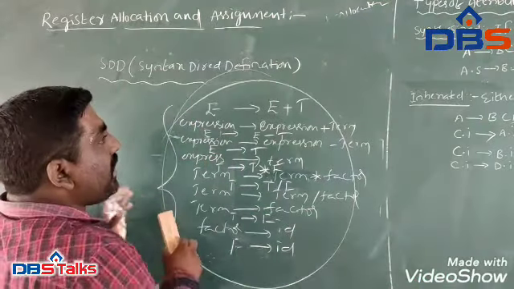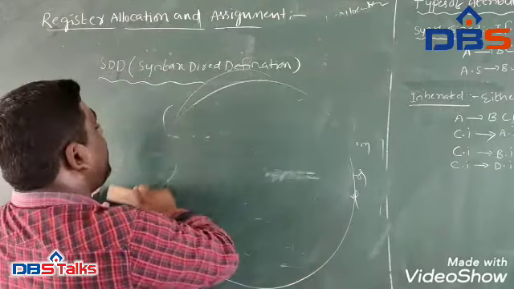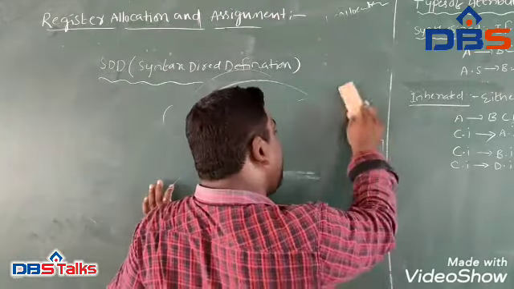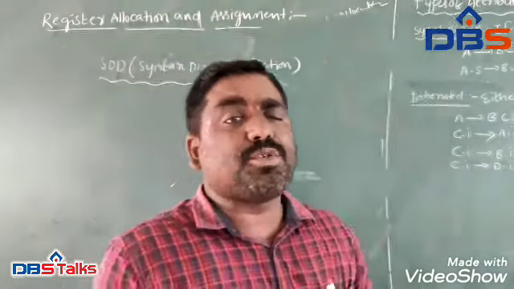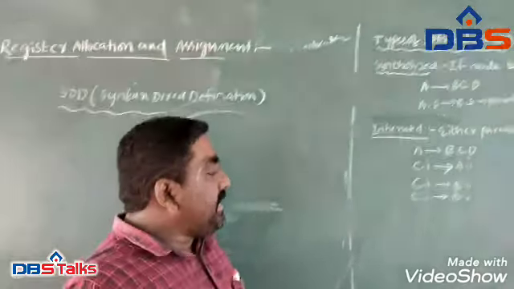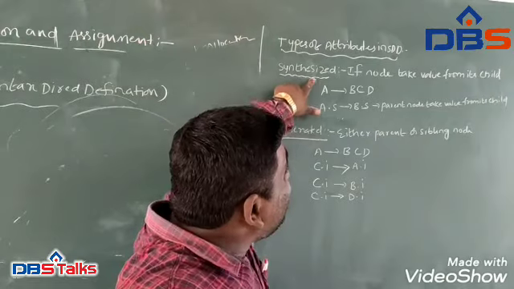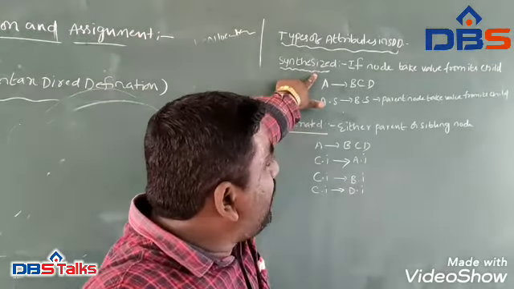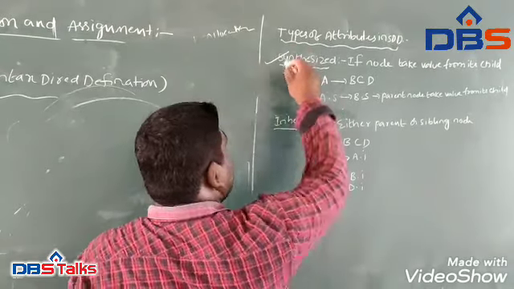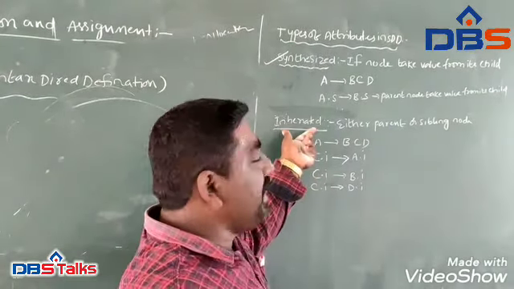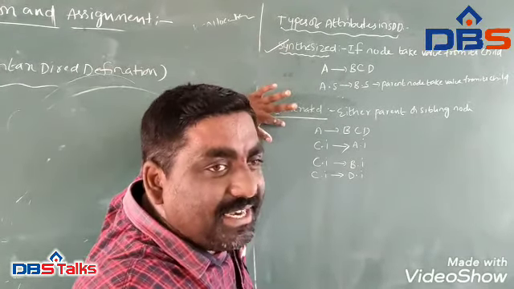Whereas, what are the various types of attributes in syntax directed definition? Generally, if you take the syntax directed definition, there are majorly two types of attributes. First one is synthesized attribute, next one is inherited attribute. What is meant by synthesized attribute? What is meant by inherited attribute?